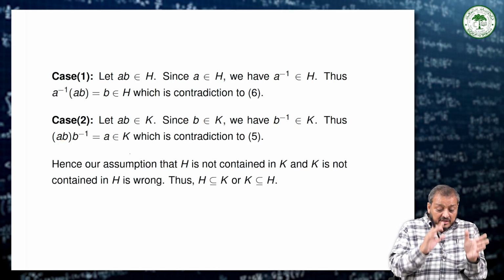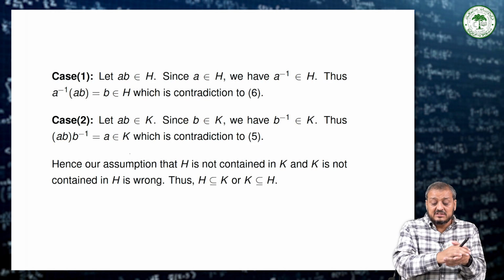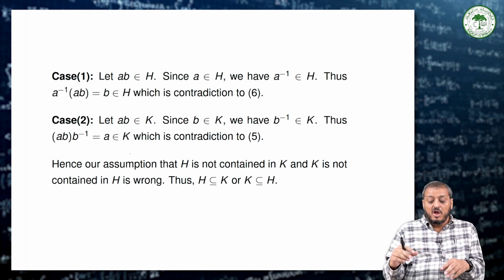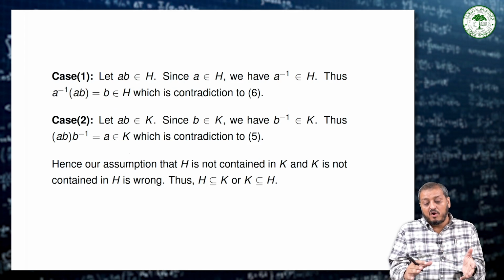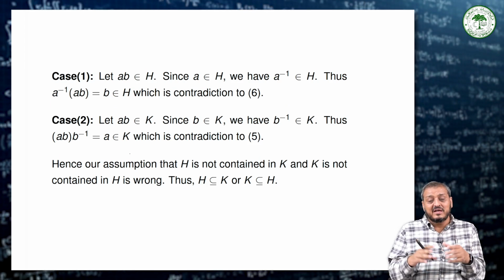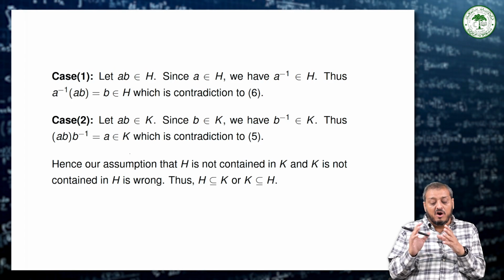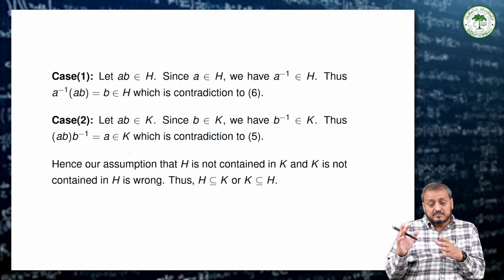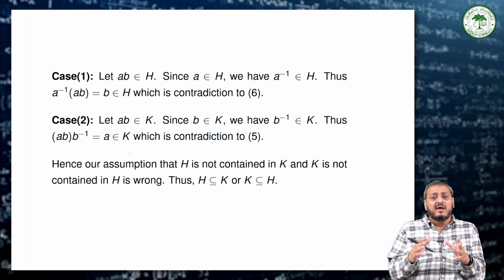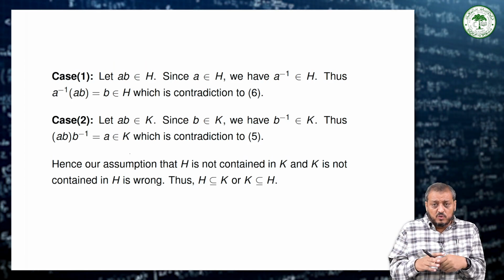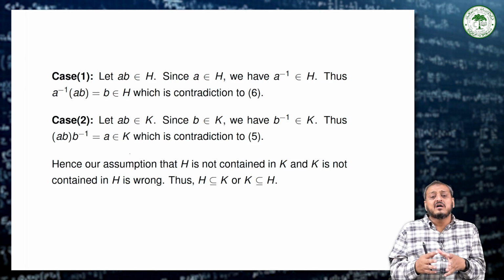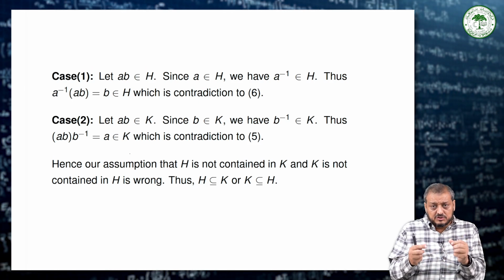So hence our assumption that H is not contained in K and K is not contained in H is wrong. So what are the possibilities? Either H contains K or K contains H if H union K is a subgroup of G. So this completes the proof of this theorem.